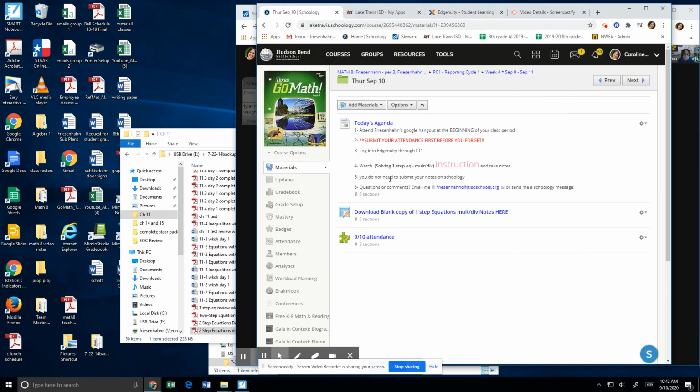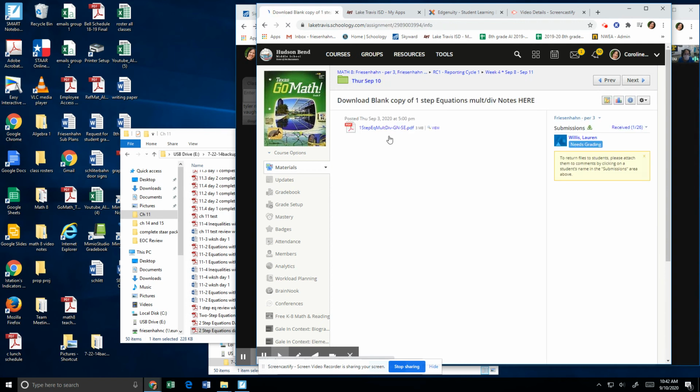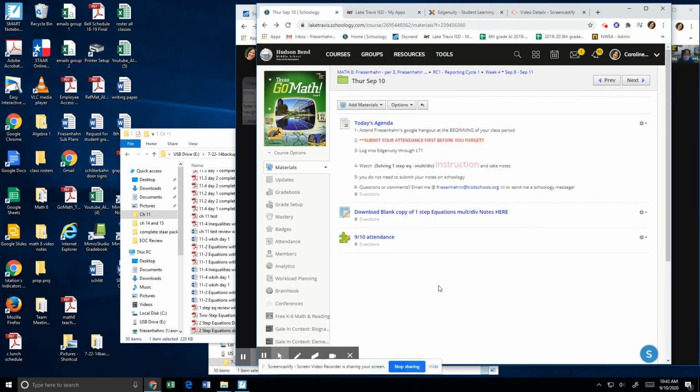Ladies and gentlemen, it says you do not need to submit your notes on Schoology. You can if you want to. You're perfectly fine to do that. But where are you going to find the notes? Right here, okay? So you can click it to download it or to open it through Cami. I still have it here because obviously I want you to be able to open it with Cami and download it so that you have a copy in front of you, okay?